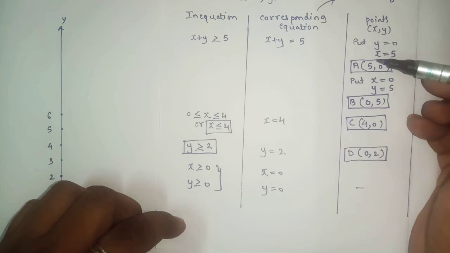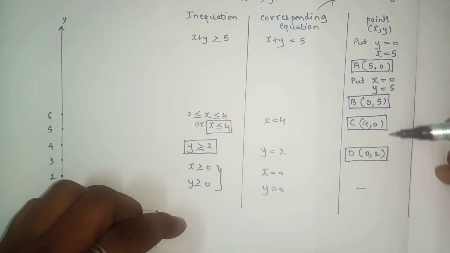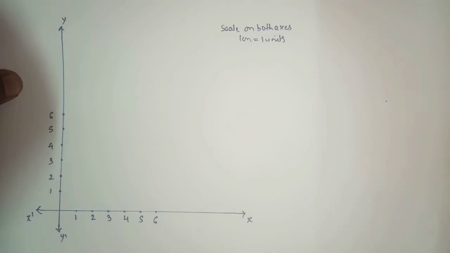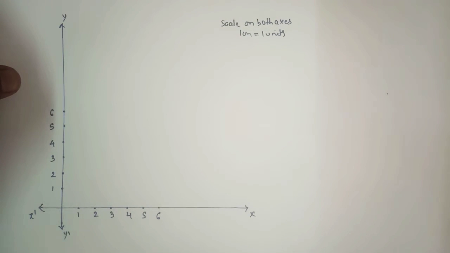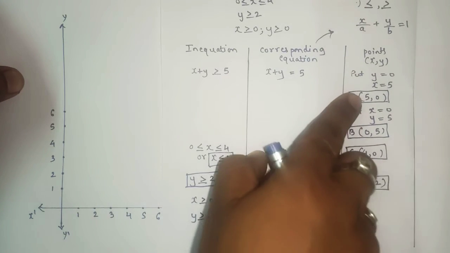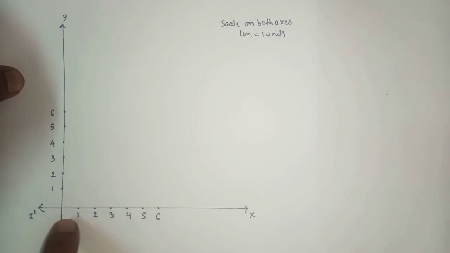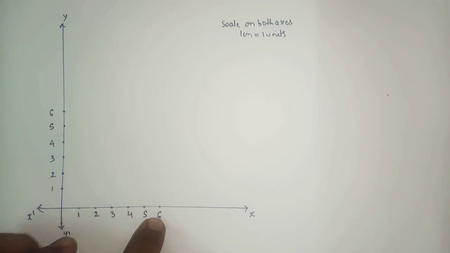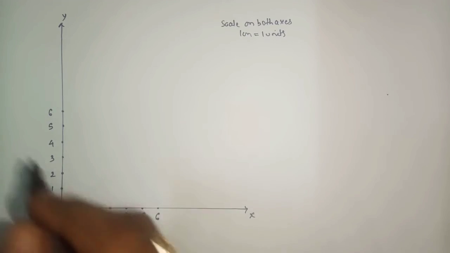Now, clearly we can see that the highest value for the x coordinate is 5 and for y is also 5. So we'll take the scale on both axes as 1 centimeter equals to 1 unit. Okay, so there is a 1 centimeter gap between the numbers. As for x, the highest number is 5, even for y it is 5. So till 6 on the x-axis we'll take, even on the y-axis also till 6 we'll take. Okay, so now we'll plot the points.